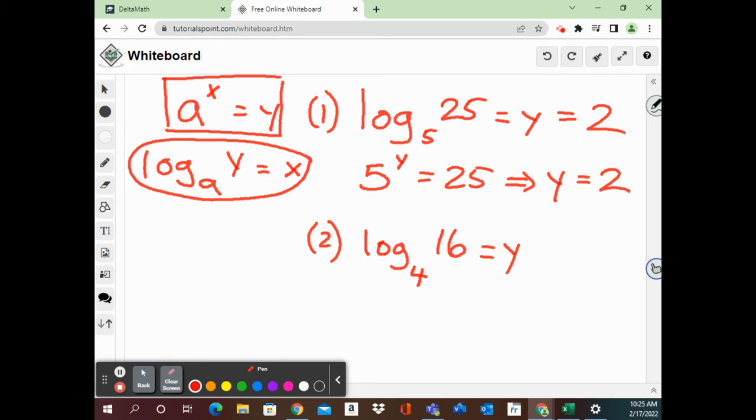All right, second example. Again, I want to rewrite this so that it makes sense to me. I have 4 to the y is equal to 16. That leads me to figure out what y actually is. In this case, 4 times 4 gives me 16, so y is equal to 2. That means log base 4 of 16 is equal to 2, right?